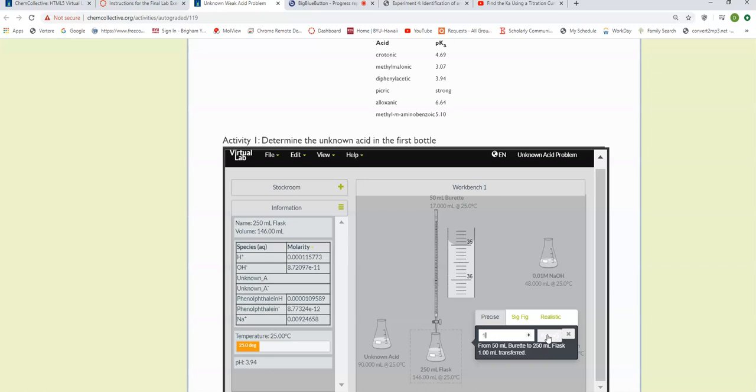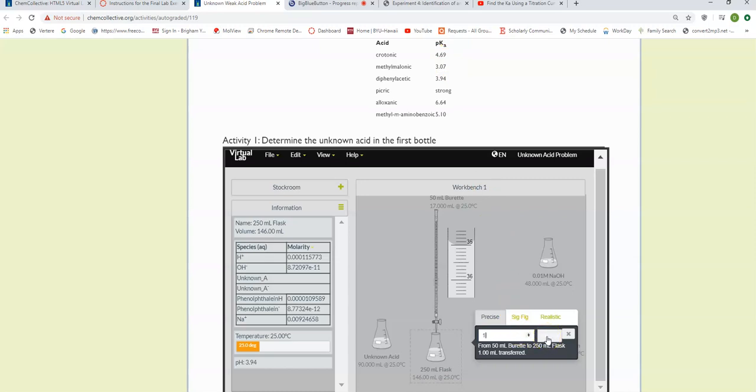I wonder if we need to have more concentrated base. The 0.01 molar stuff isn't cutting it very well. Okay, so the next one to come up would be 4.69, crotonic acid.